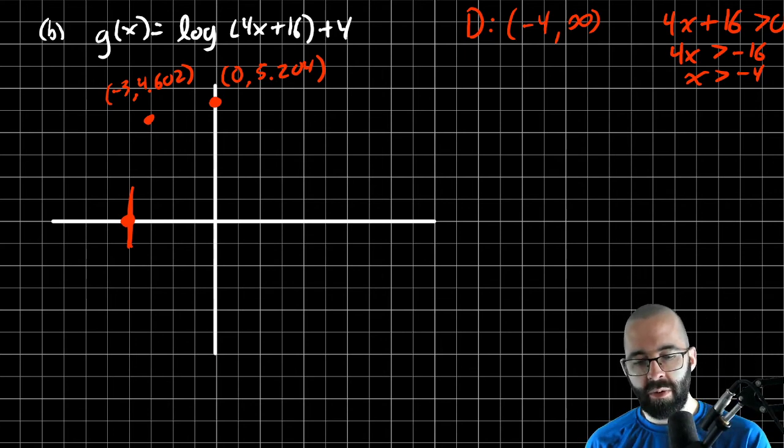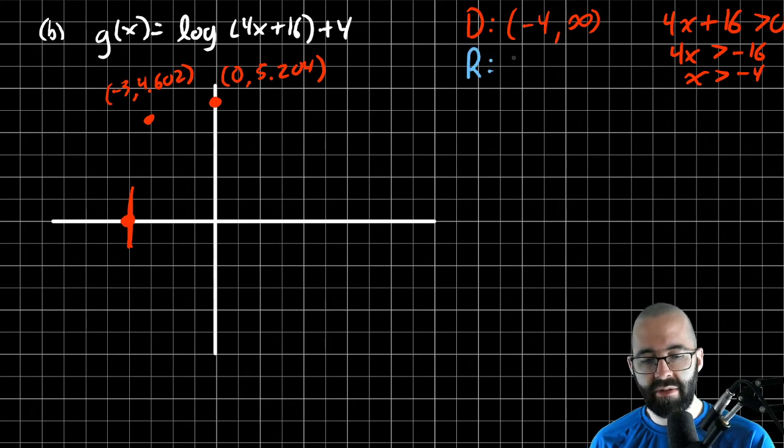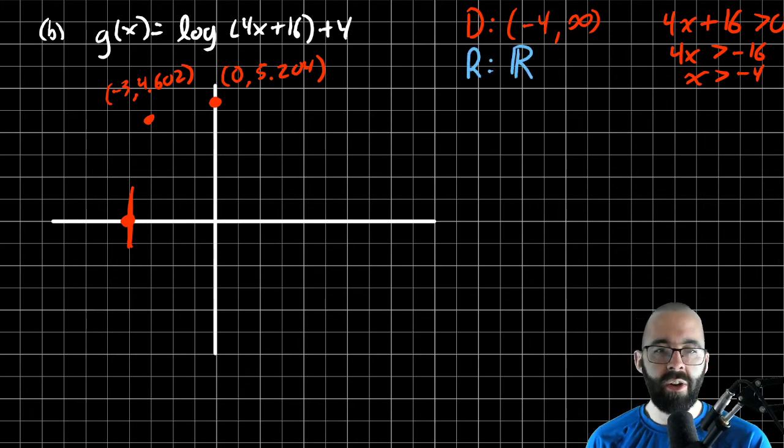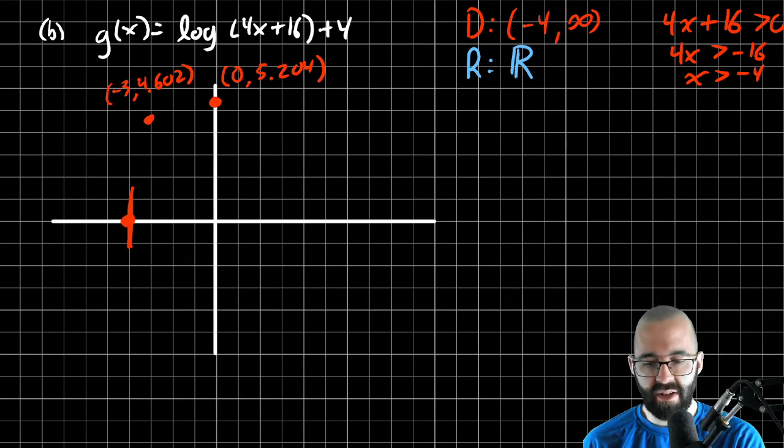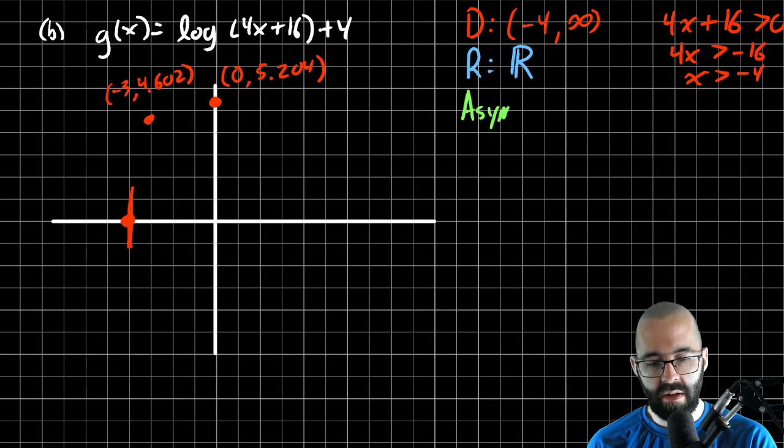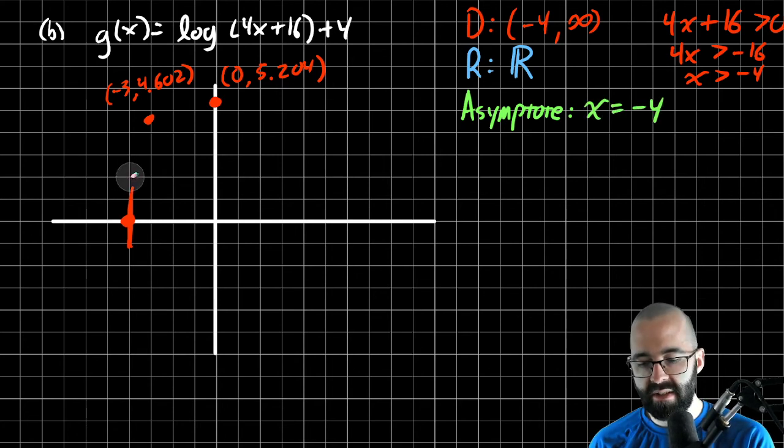Okay. Range. Well, it's a logarithmic function. Every logarithm hits every y value. The range of all these log functions is all the same. And the asymptote, that's going to always be at the edge of the domain. X equals -4. So let's fix the graph a little bit.